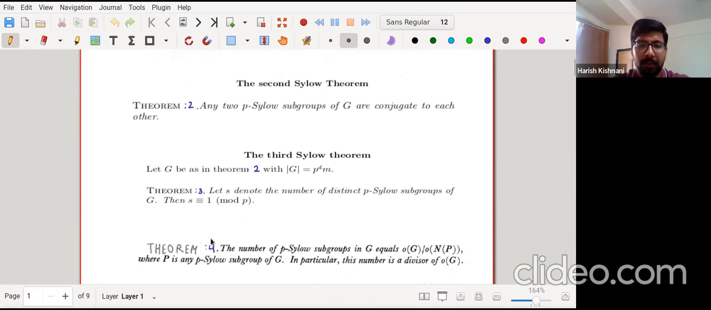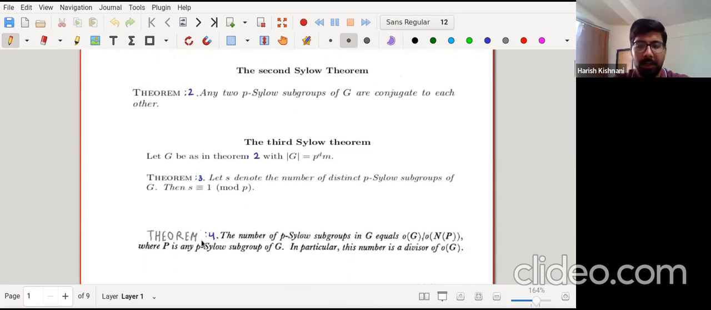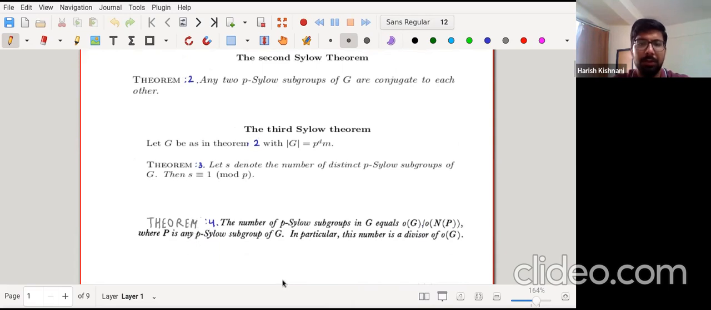Now I have added one more theorem to these because that is also going to play a crucial role in whatever calculation we are going to do today. It says the number of Sylow p-subgroups in G equals the order of G divided by the order of the normalizer of P, where P is any Sylow p-subgroup of G. In particular, this number is a divisor of the order of G. That part is important: for any p, the number of Sylow p-subgroups in G should be a divisor of the order of G.